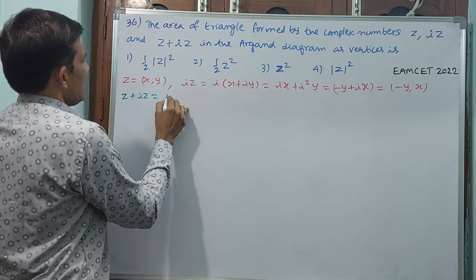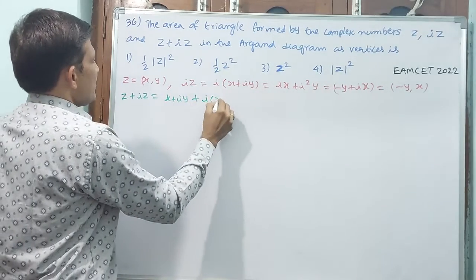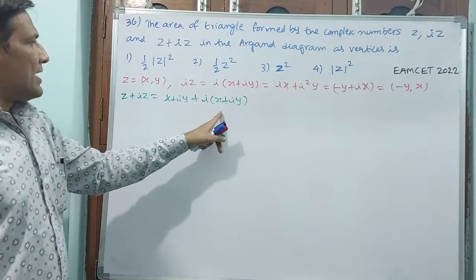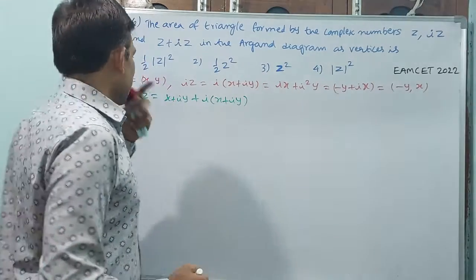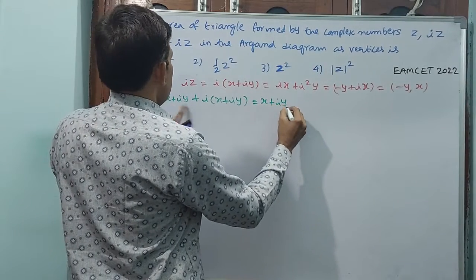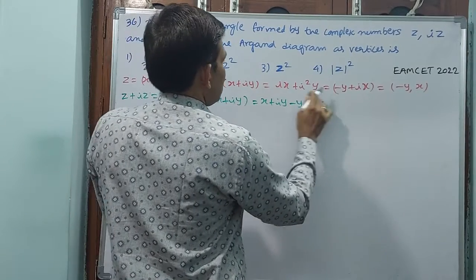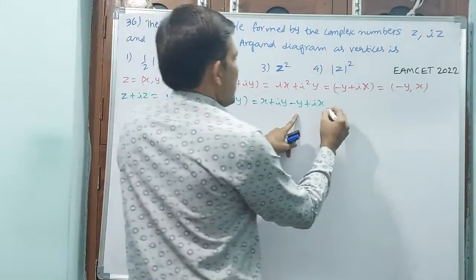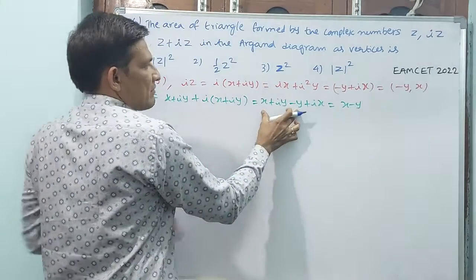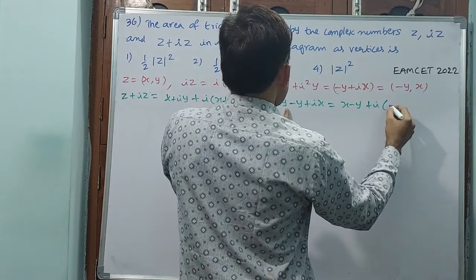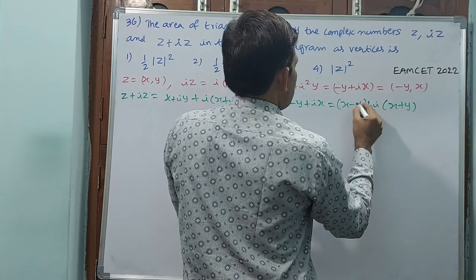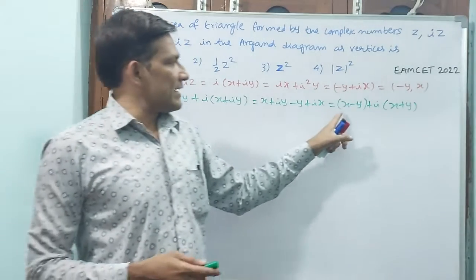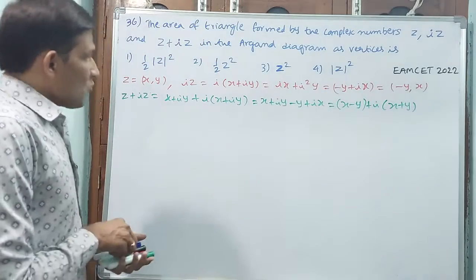z plus iz is equal to x plus iy plus i into x plus iy. Here only we have seen the iz value will come: minus y plus ix. That is equal to x plus iy minus y plus ix, the i square y. This is the iz value finally. See, x minus y is the real part, plus i times x plus y. So the third number has the point x minus y, x plus y, unlike the other two, which are x, y and minus y, x.